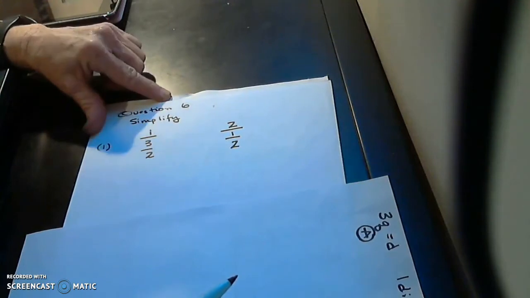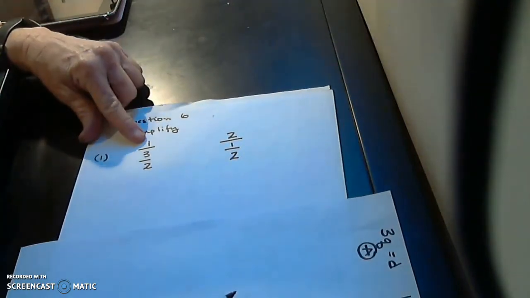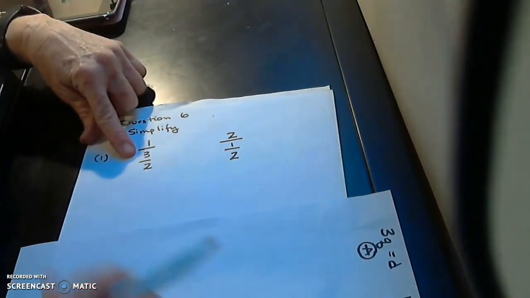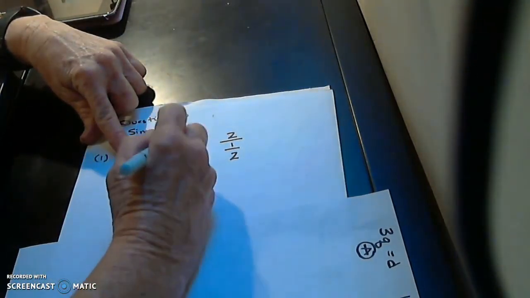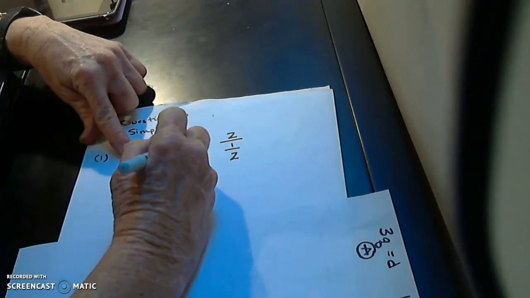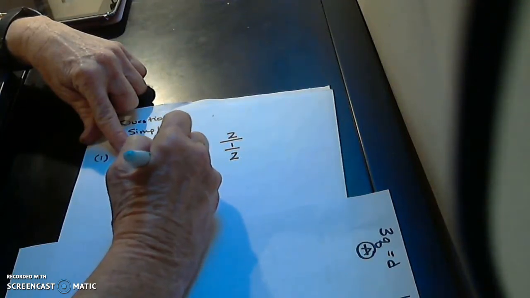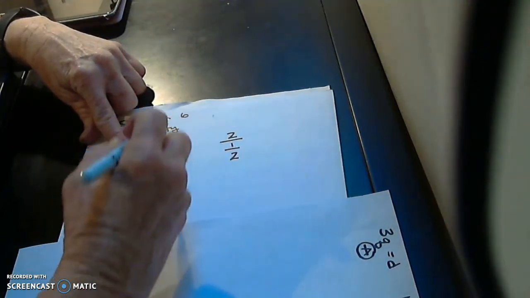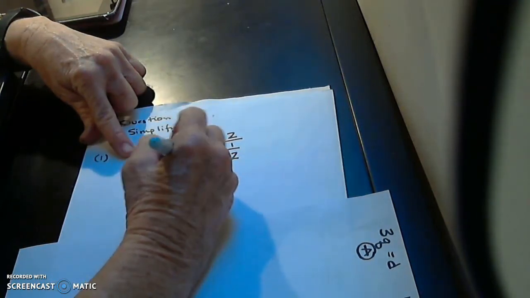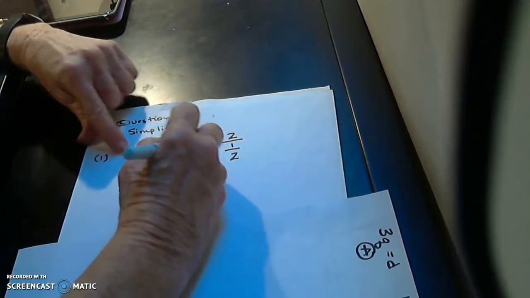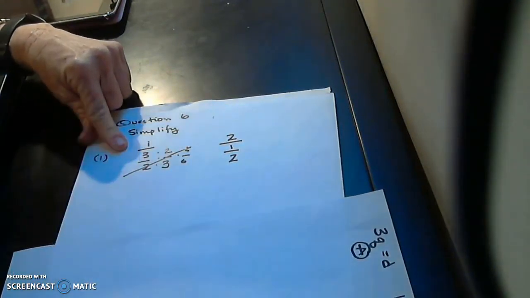So remember the steps to simplify a fraction or a whole number being divided by a fraction is first remove the fraction by multiplying it by its reciprocal. The reciprocal of 3 over 2 is simply 2 over 3. When I multiply that out, I get 2 times 3 is 6, 2 times 3 is 6, 6 over 6 is 1. This whole thing cancels out.